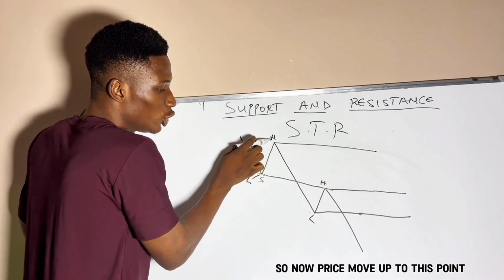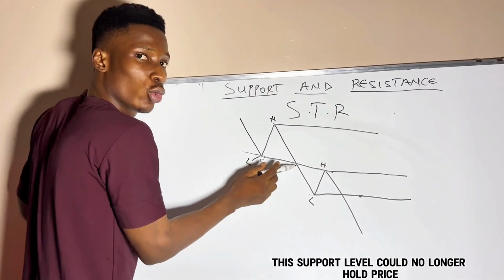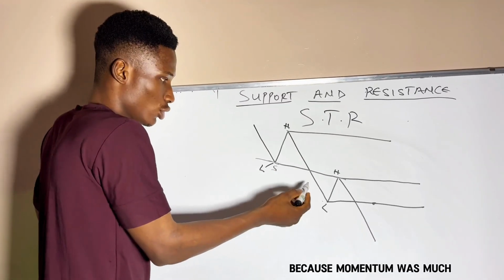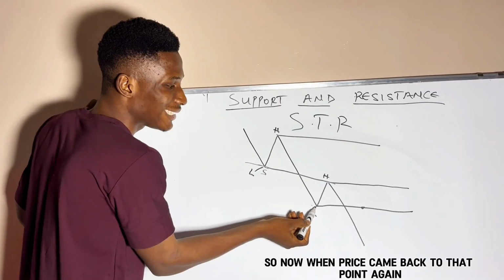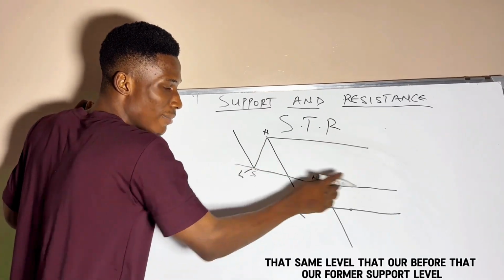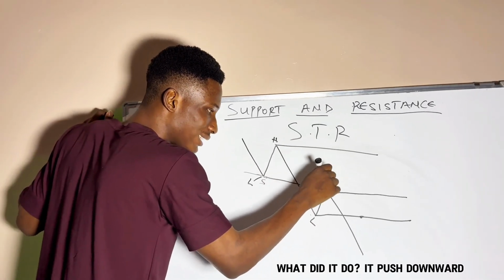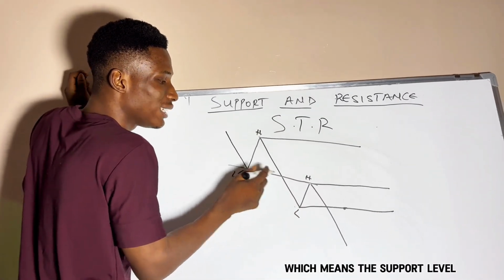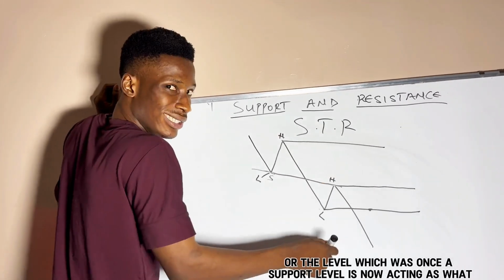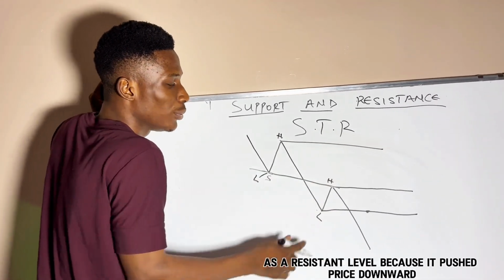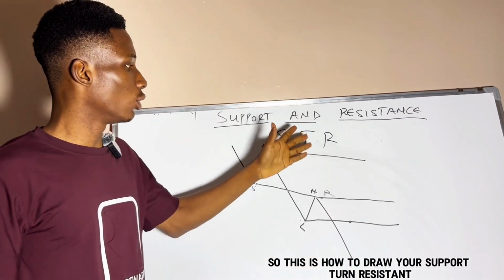So now price moved up to this point, and price came down at this point. As price came down, this support level could no longer hold price because momentum was much. So price broke out of that support level downward. Now when price came back to that same level, that former support level, what did it do? It pushed price downward, which means the level which was once a support level is now acting as a resistance level, because it pushed price downward. So this is how to draw your support turn resistance.